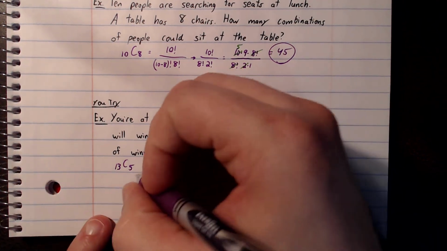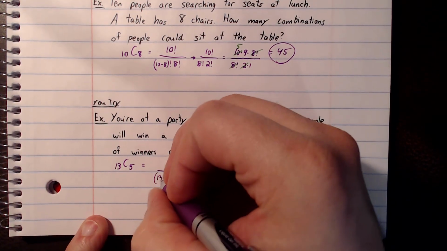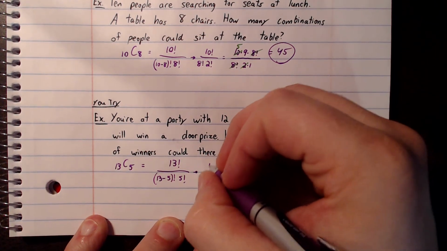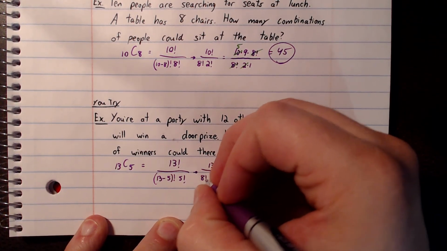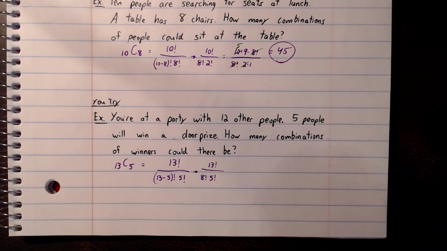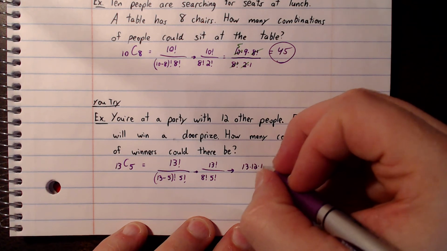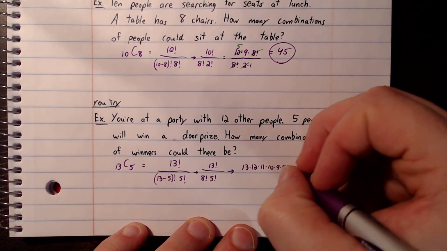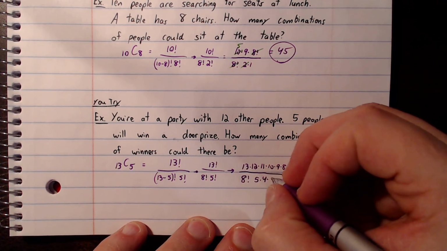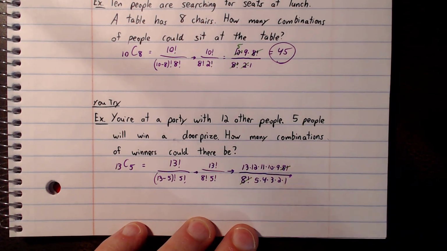Right? So we've got 13 factorial on top over 13 minus 5 factorial times 5 factorial. If we simplify a little bit, you get 13 factorial over 8 factorial times 5 factorial. So I'm going to expand that 13 until I hit that 8. And I'm going to expand this 5 all the way. Let's get rid of the 8 factorial.